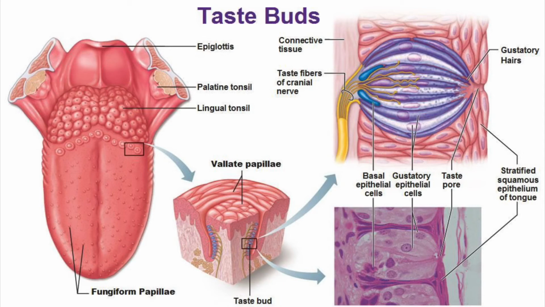And then we can find the foliate papillae at the sides of our tongue, so it's those little ridges that you can see. And they are very numerous in children, but as you grow up, you kind of lose some of them. Now, on the right of the picture, you can see a blown up version of a taste bud. Each taste bud is composed of 50 to 100 epithelial cells, which can either be gustatory or basal.